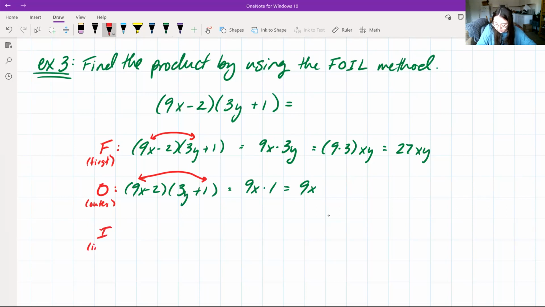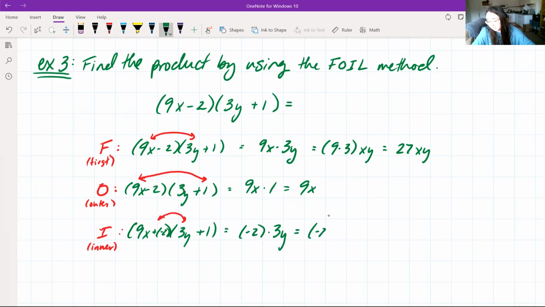Then I, our inner terms, when we have 9x minus 2 times 3y plus 1, we're multiplying -2 and 3y. Since when we have minus 2, we know we can rewrite this as a plus -2. So we're taking this -2 times 3y, which we can just take -2 times 3 times y, which gives us -6y.